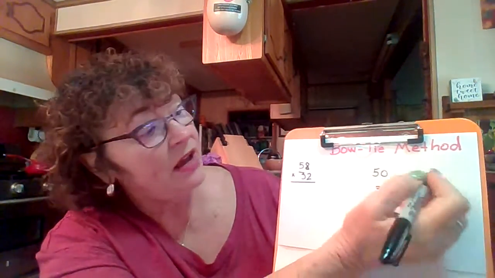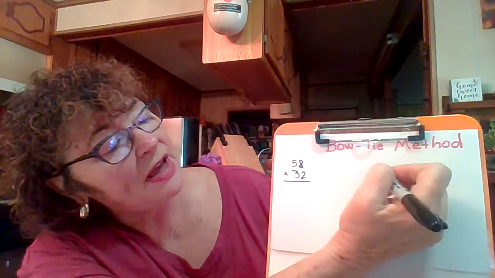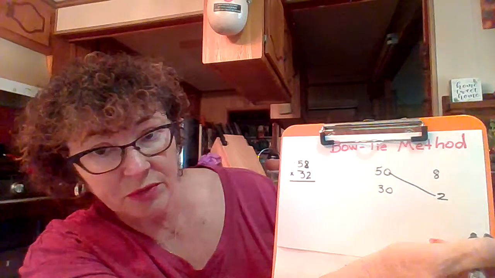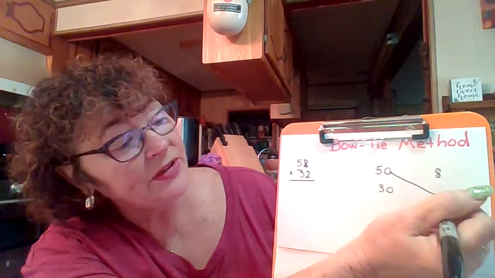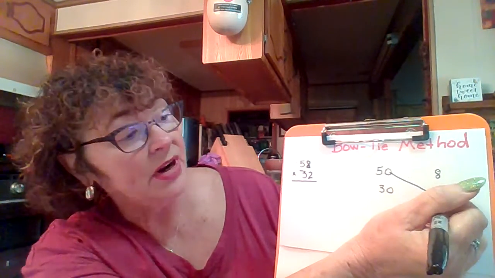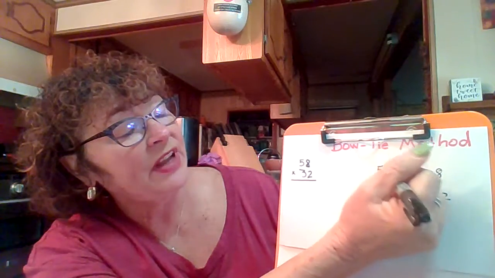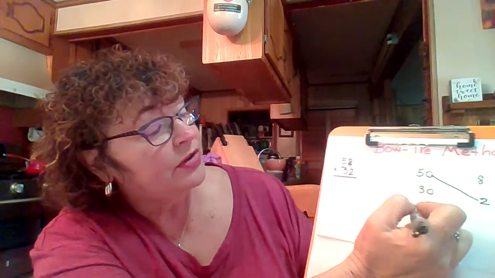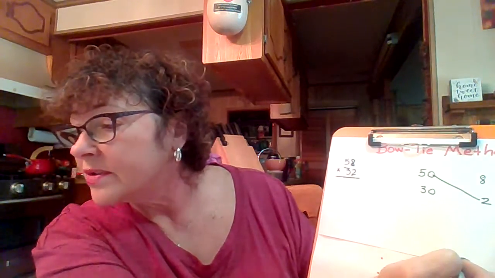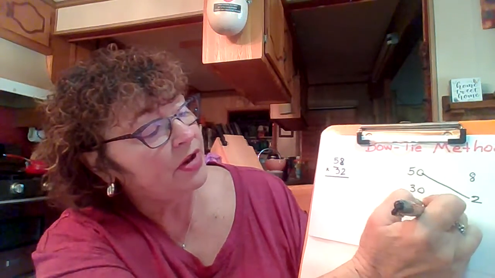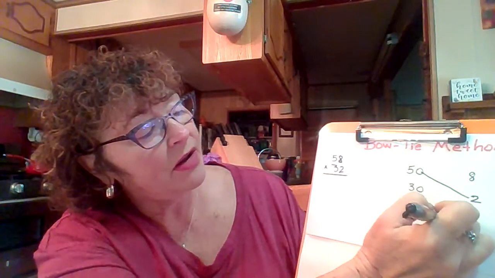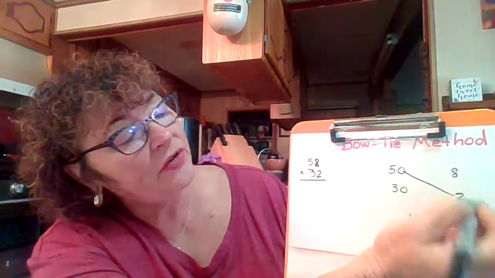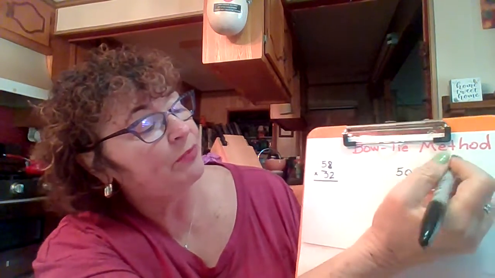So to start out, I'm going to multiply 50 times 2. 5 times 2 is 10, right? So 50 times 2 would be 100. So where do I want to do this? Yeah, it worked over here. Okay, so now I've got 100 for that part of the bow tie.